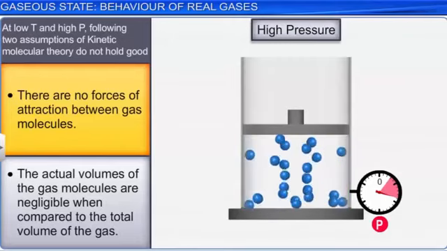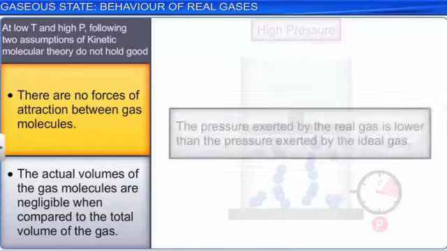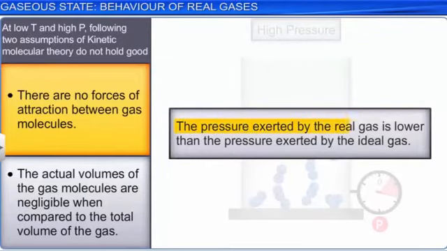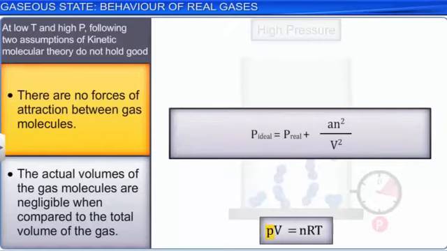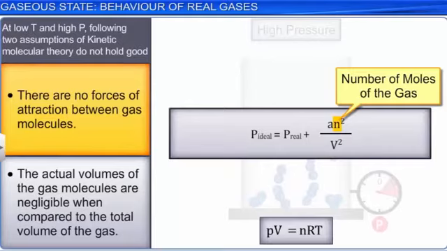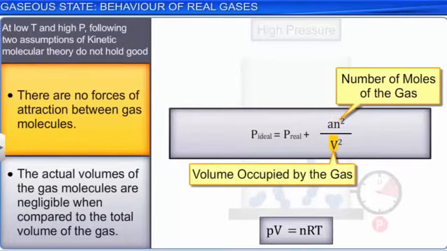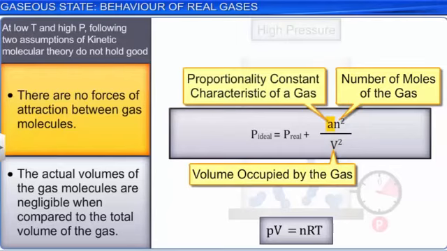Thus, we can say that the pressure exerted by the real gas is lower than the pressure exerted by the ideal gas. Hence, the pressure in ideal gas equation is corrected as P ideal is equal to P real plus A multiplied by n square divided by V square, where n is the number of moles of the gas, V is the volume occupied by the gas, and a is the proportionality constant characteristic of a gas.